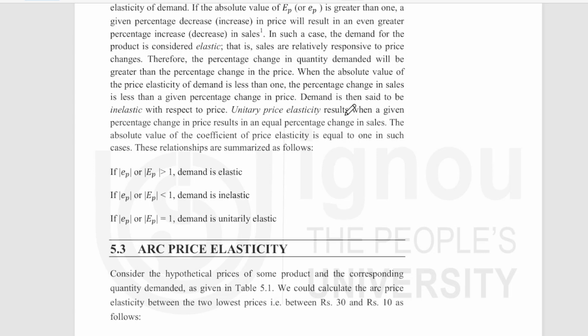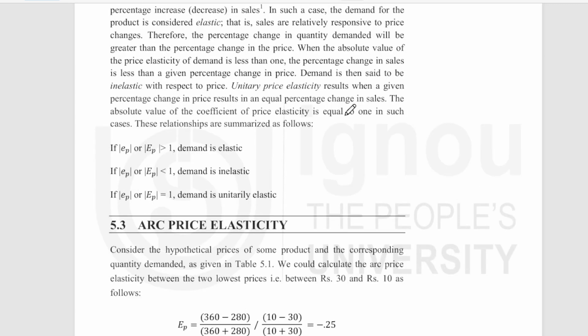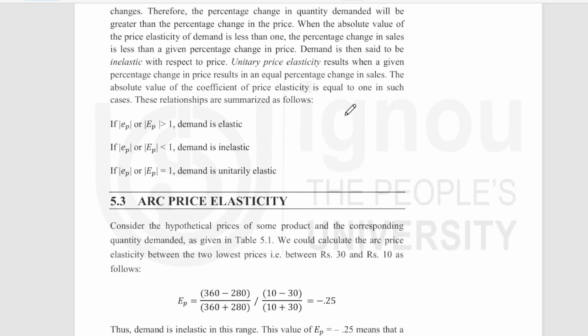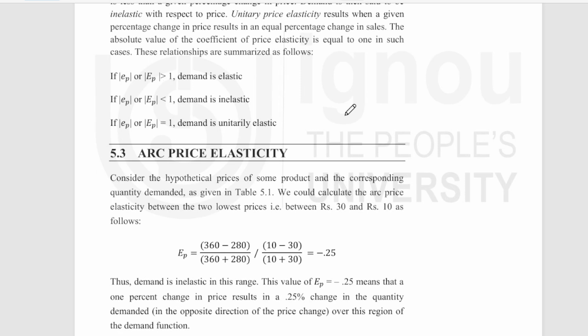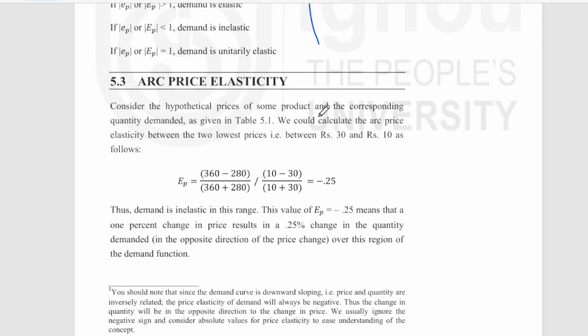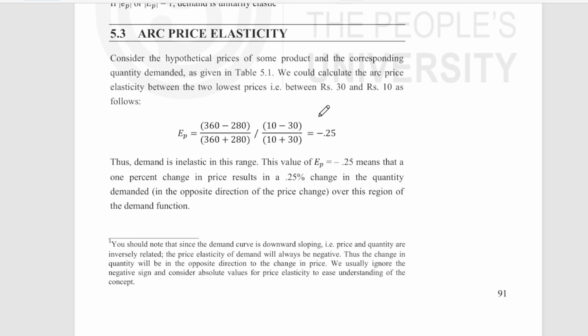And when the absolute value of the price elasticity of demand is less than 1 and the percentage change in sales is less than a given percentage change in price, demand is then said to be inelastic with respect to price. And unitary price elasticity results when a given percentage change in price results in an equal percentage change in sales, and the absolute value of the coefficient of price elasticity is equal to 1 in such cases. Okay, so these relationships are summarized here, and please go through it. And next is arc price elasticity.